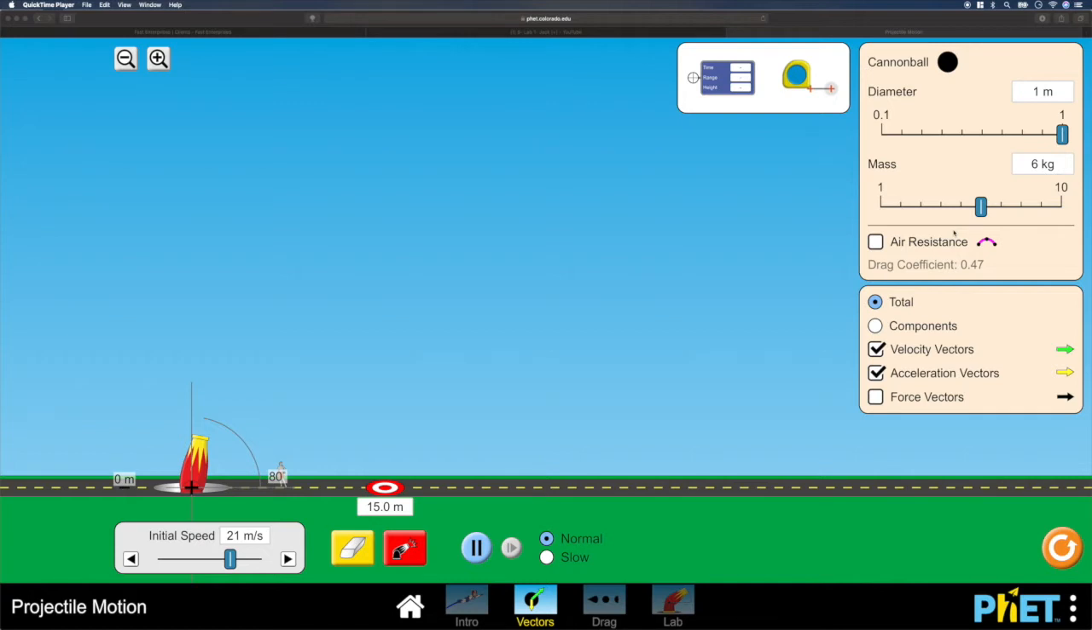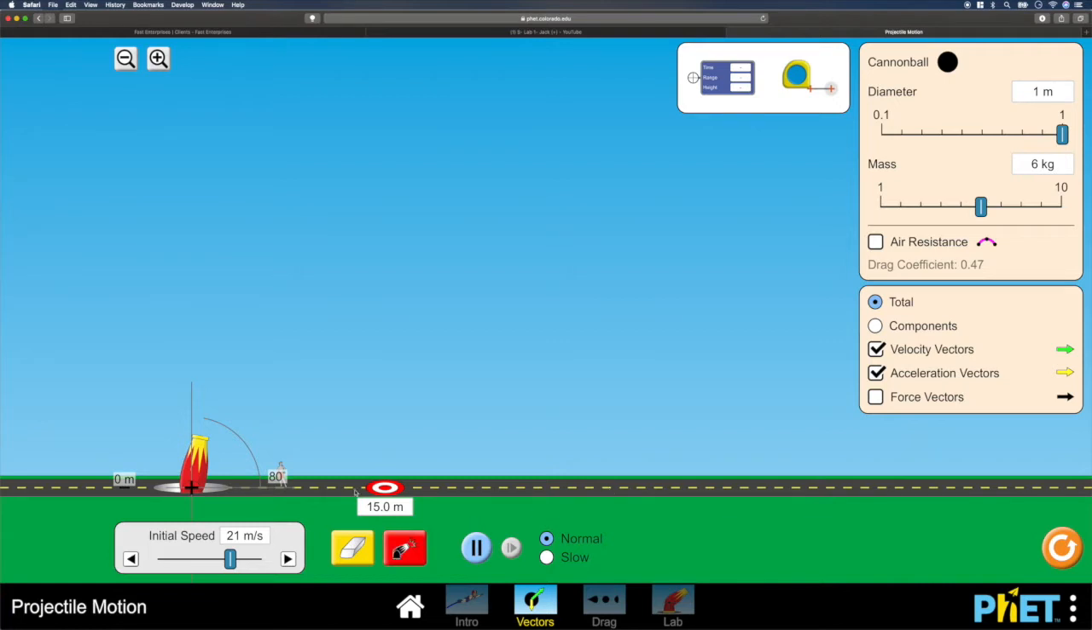So I unticked the air resistance variable here so that we can stay closer to our experiment. And then I went ahead and ticked the velocity and the acceleration for this simulation. So we're going to go ahead and launch our first ball.